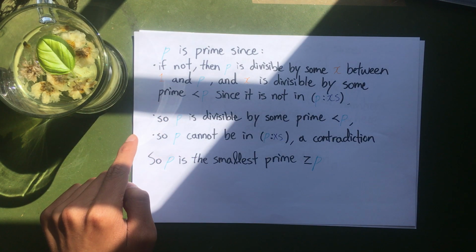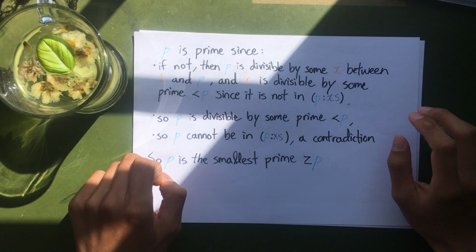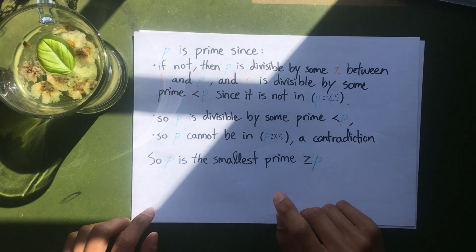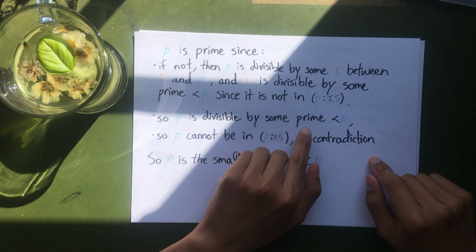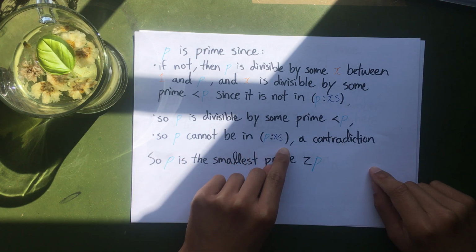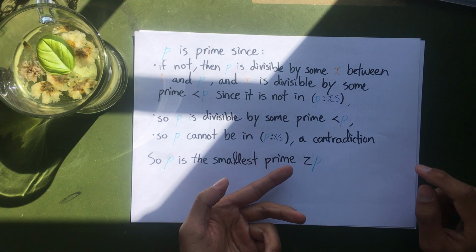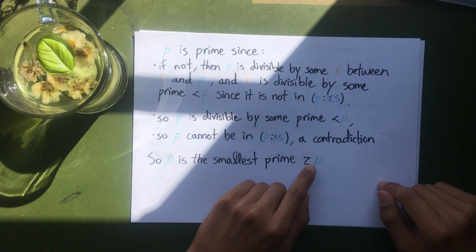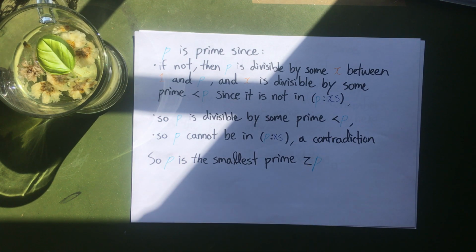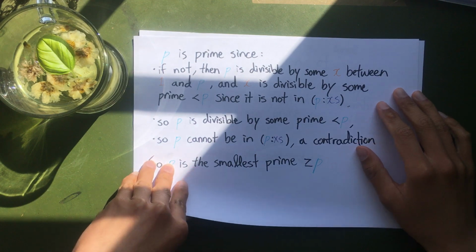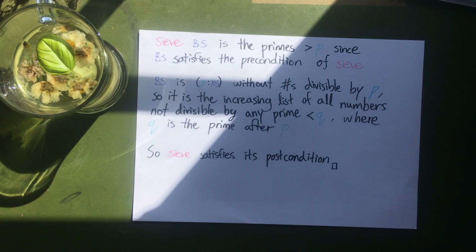Okay, but division is, to use a fancy word, transitive. That means that if p is divisible by x and x is divisible by some prime less than p, p is divisible by some prime less than p. Which means that p cannot be in the list px's, which is ridiculous since p is the head of the list of px's. So p is a prime, and p is also the smallest prime greater or equal to p. Which means that p should be on the front of our answer, the head of our answer. So the first part of our formula for sieve is correct.